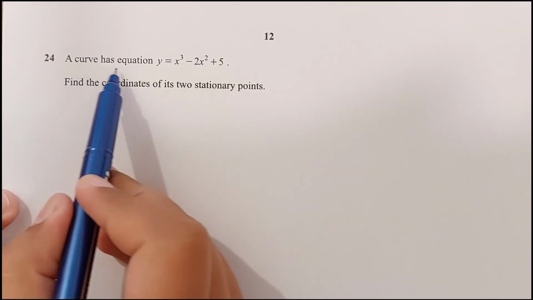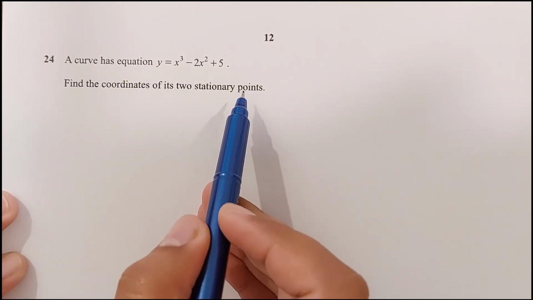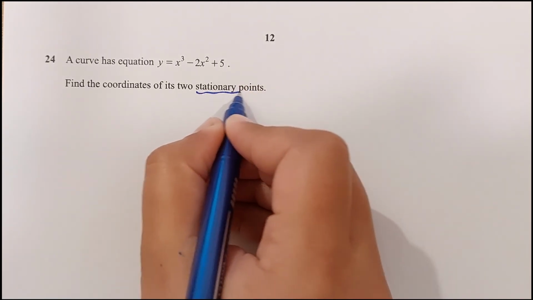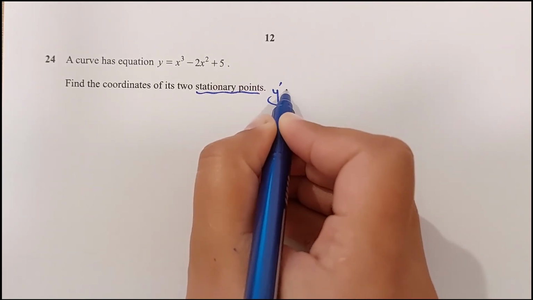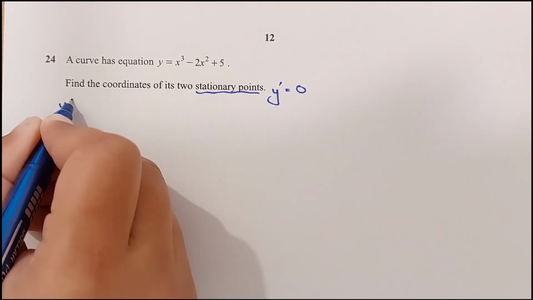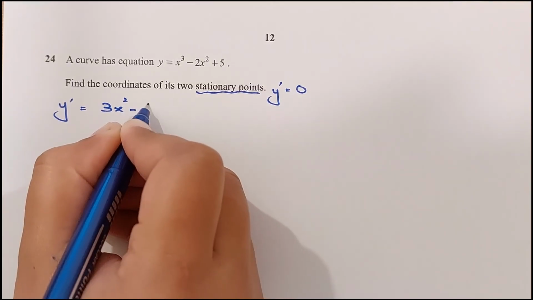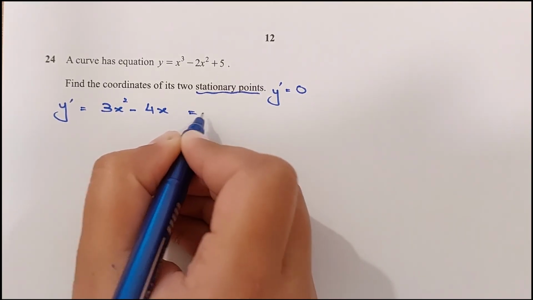Number 24, a curve has this equation. Find the coordinates of its two stationary points. We can find the stationary points by taking the derivative of the curve and putting it equal to 0. So let me find y prime, or dy by dx, that is 3x squared minus 4x, and put it equal to 0.